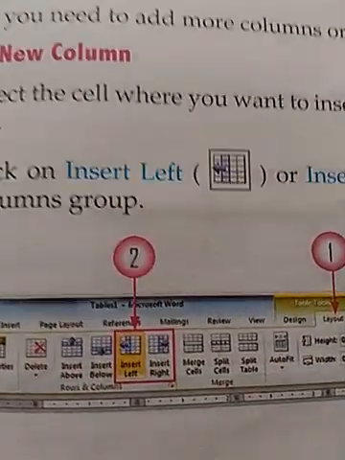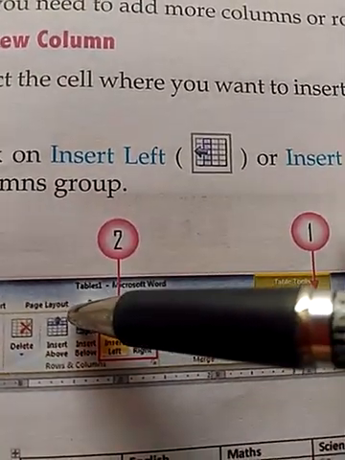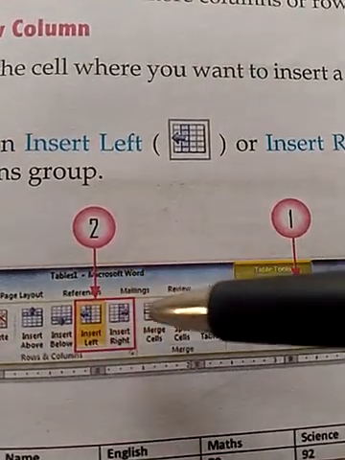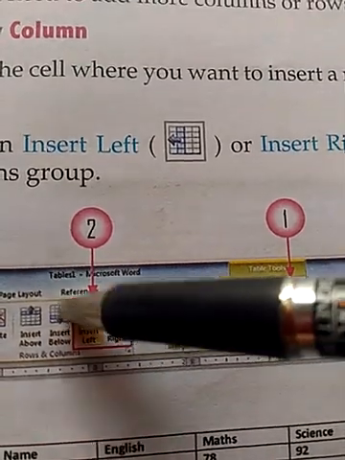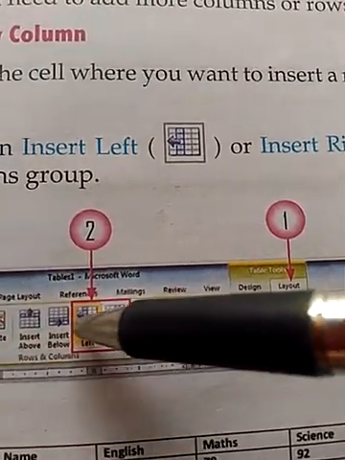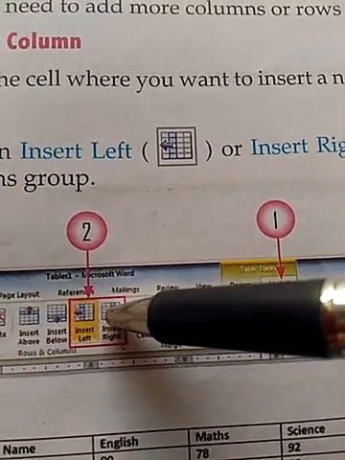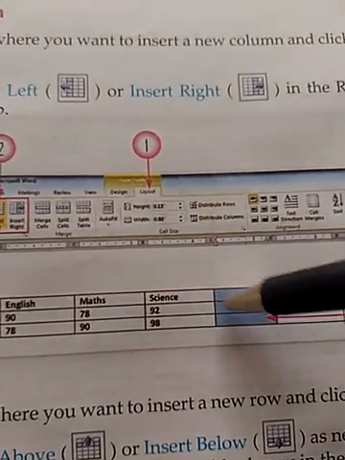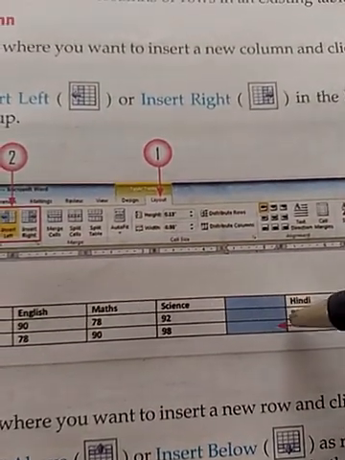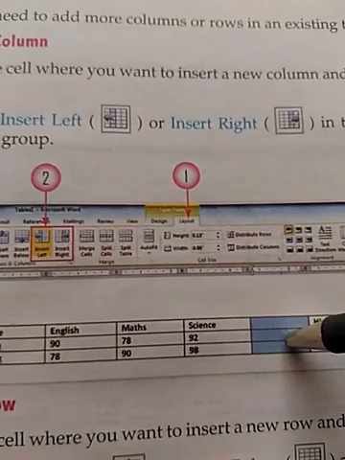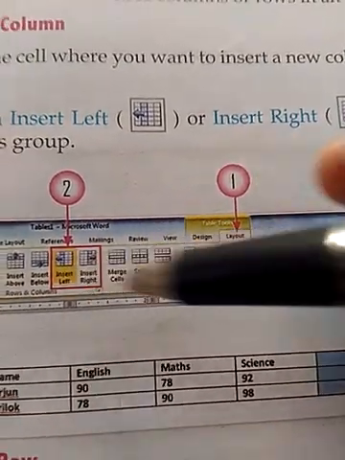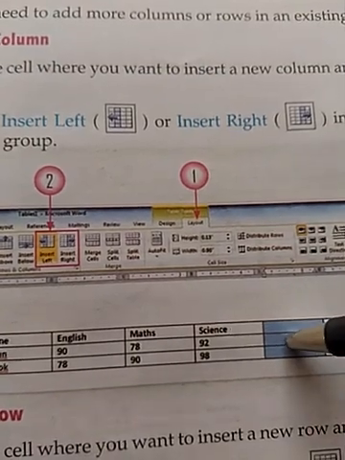Here you will find the options Insert Above, Insert Below, Insert Left, Insert Right. These two options are for rows and these two options are for columns. Select any one of them. Suppose you have selected this column and you want to insert a new column to the left of it. Then click on Insert Left. A new column will appear here.